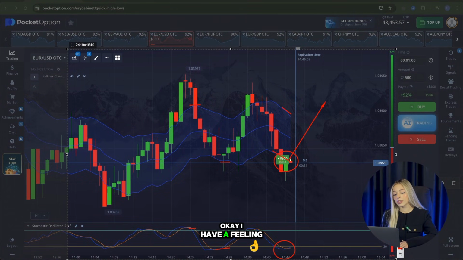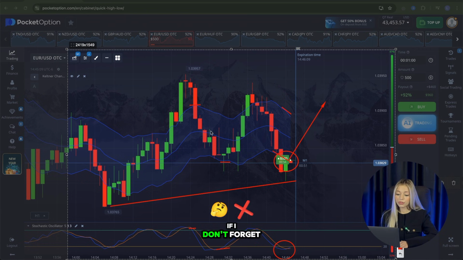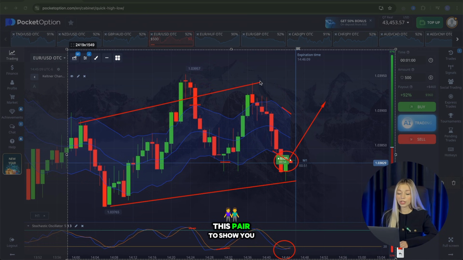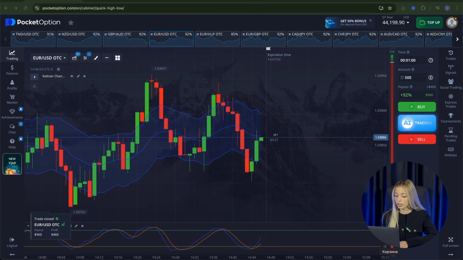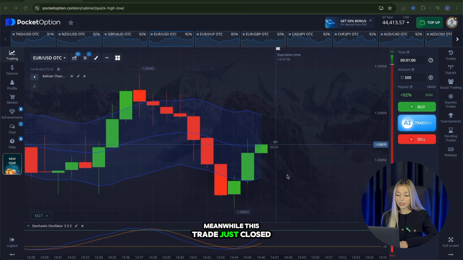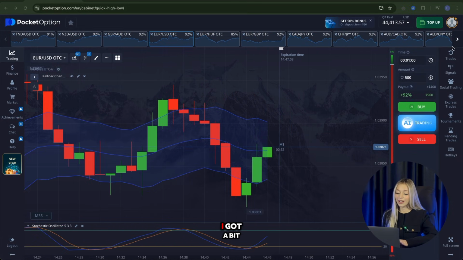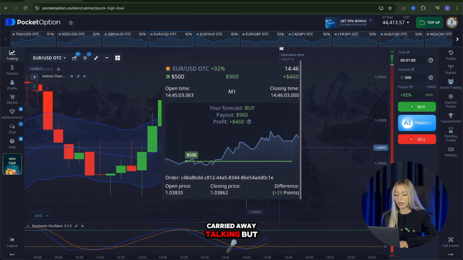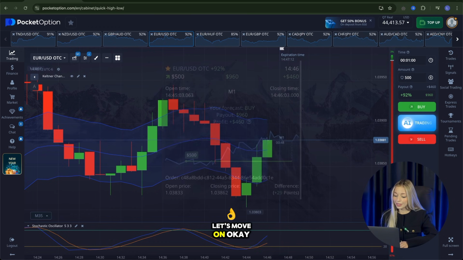Okay, I have a feeling the price will continue moving within this narrow channel, but if I don't forget, I will return to this pair to show you. Meanwhile, this trade just closed in profit. I got a bit carried away talking, but no worries, let's move on.